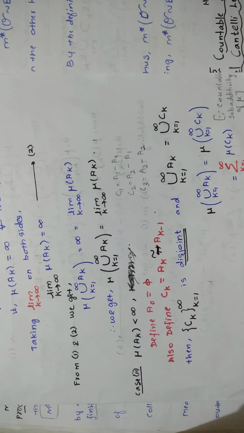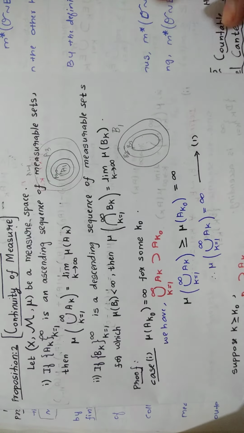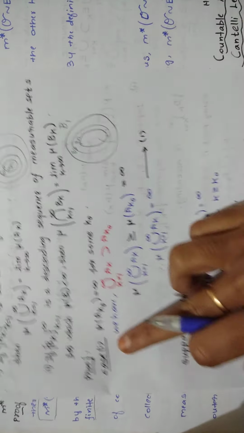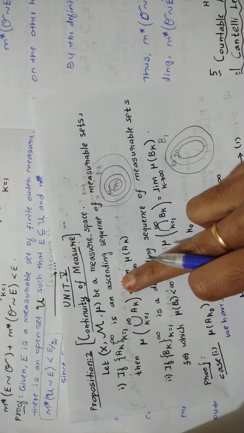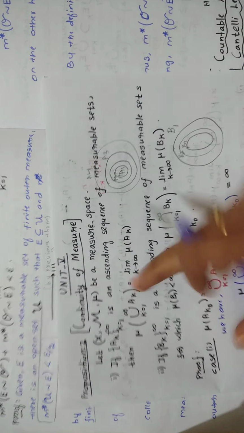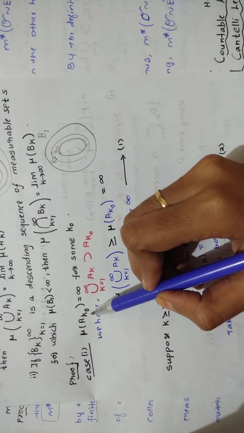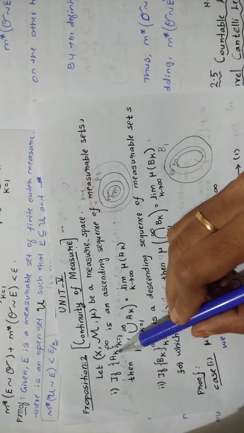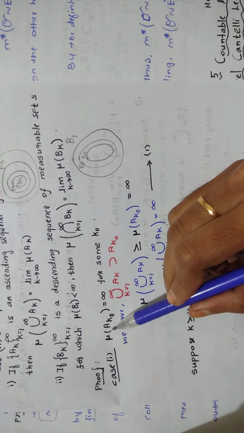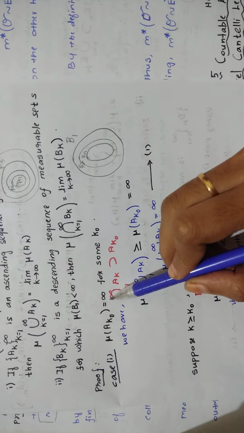This video is the continuation of the proposition continuity of measure. In the previous video I explained case 1 of this part of the statement. I told you that this part of the statement has two cases. In case 1, you take a measurable set from this sequence and say this measurable set is infinite. That is our case 1.